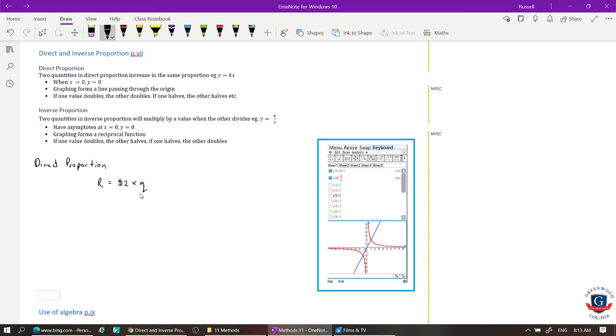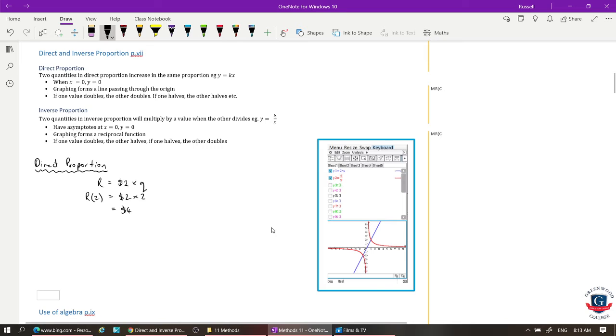So let's try that. Let's pretend that I sell 2. It's equal to $2 times 2, which is equal to $4. The quantity doubled, the revenue doubled. They're in direct proportion. Some interesting things to note, that if we didn't start at 0, if there was a fixed cost involved, these wouldn't be in direct proportion anymore. So it must pass through the origin.